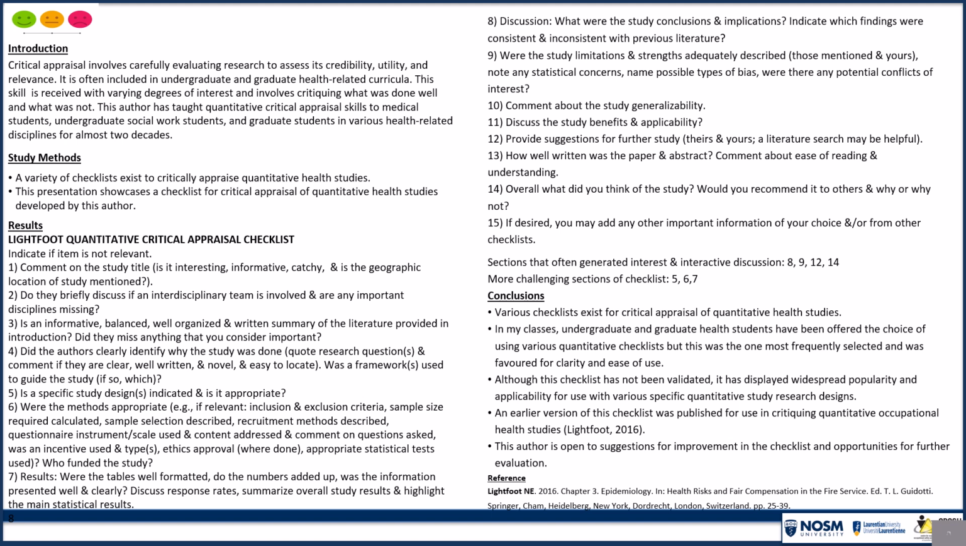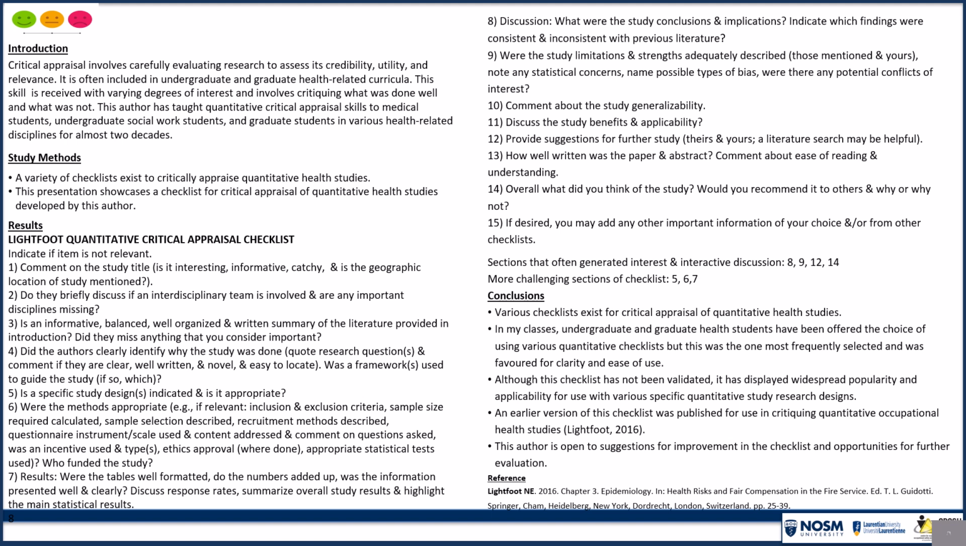Is a specific study design indicated and is it appropriate? Were the methods appropriate? Where relevant: inclusion and exclusion criteria, sample size required calculated, sample selection described, recruitment methods described, questionnaire instrument or scale used, and content, and comment on questions asked.